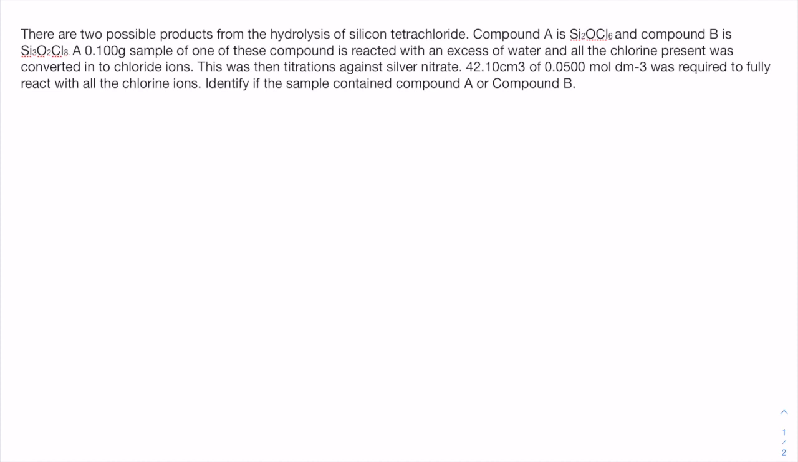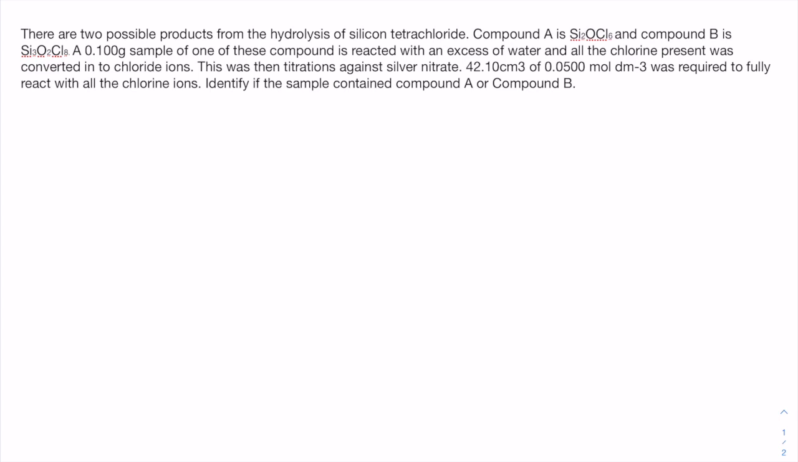Okay, so I've been asked to do a quick walkthrough for this question. There are two possible products from the hydrolysis of silicon tetrachloride. Compound A is Si2OCl6 and compound B is Si3O2Cl8.